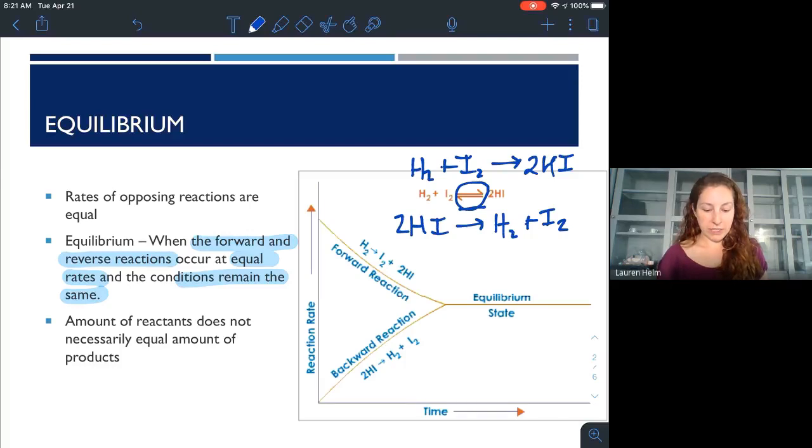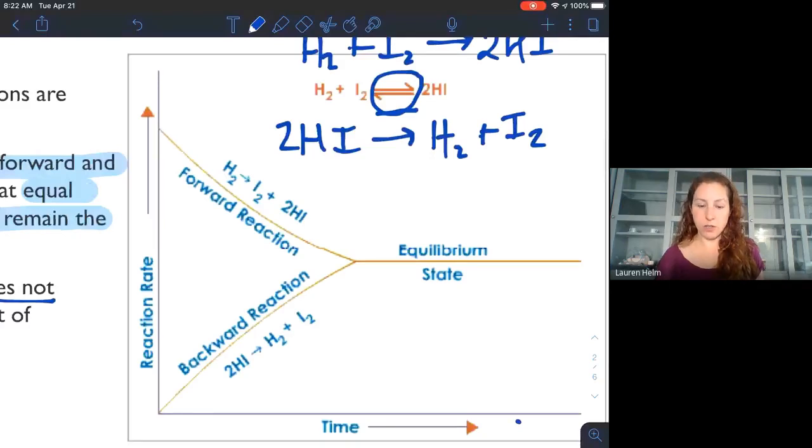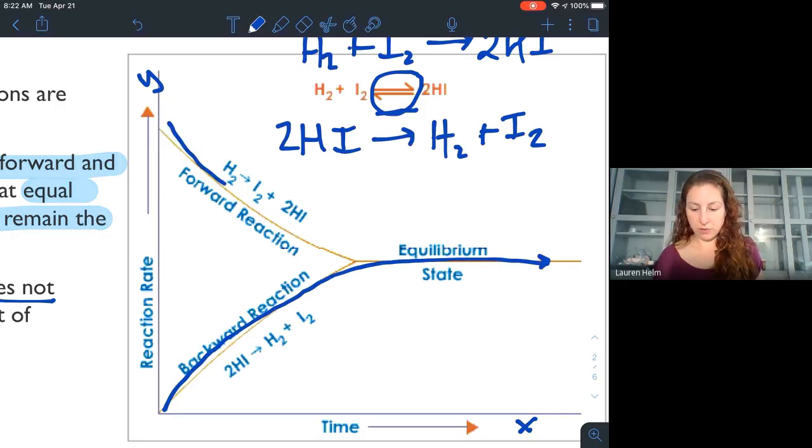Now, this doesn't mean that you have equal amounts of reactant and product. Just the amounts you have don't appear to change. And so we can graph this. If we look at our graph, on the x-axis, we have time moving forward. On the y-axis, we have our reaction rate. So as time moves on, we are going through the reverse reaction, and we are going through the forward reaction until we hit equilibrium.